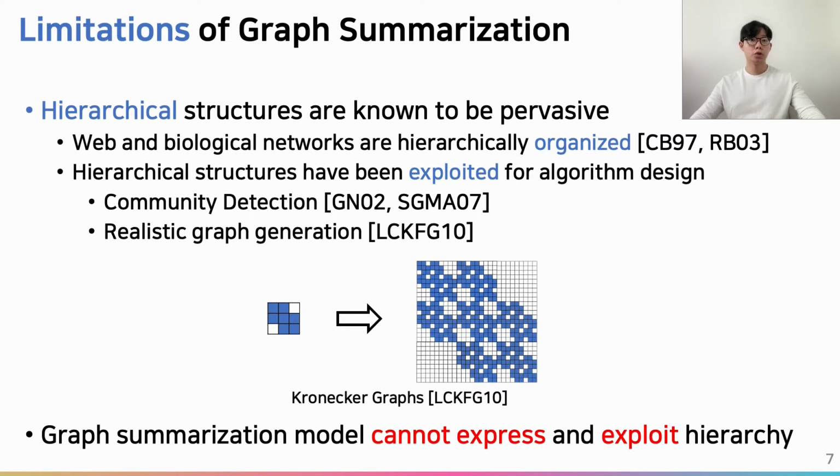However, despite its effectiveness, there do exist limitations on the graph representation model of graph summarization. That is, each node should belong to exactly one supernode. This limits the summarized graphs from exploiting hierarchical relationships between nodes, which are pervasive in real-world graphs. Various networks, including web graphs and biological networks, are hierarchically organized. Such hierarchical structures have been exploited for algorithm design, including those for community detection and realistic graph generation. However, the existing graph summarization model cannot express and thus exploit hierarchical structures for compression.